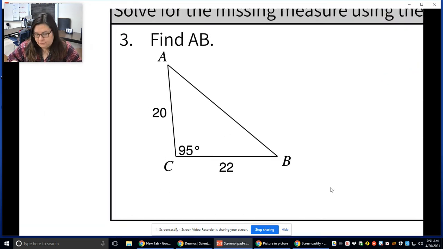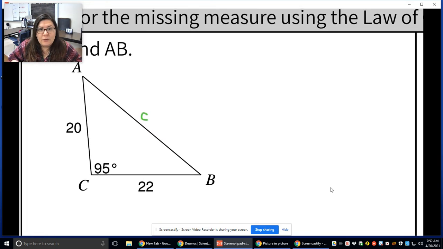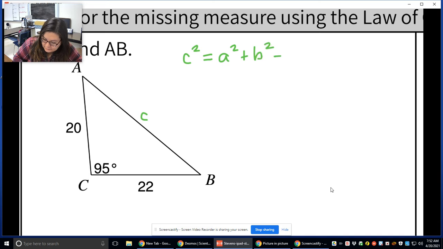Okay, so let's look at our first one. Find AB. So AB is this side right here, AB. But since it's opposite from the C, I'm going to label this as little c. Law of cosines is a little bit more complicated than law of sines. Ideally, remember, you're going to have your notes to look at, so you could just get the formula from there, but luckily I have it memorized, so I'm going to write it down for us. It's little c squared is equal to little a squared plus little b squared minus 2 times a times b times cosine of capital C.